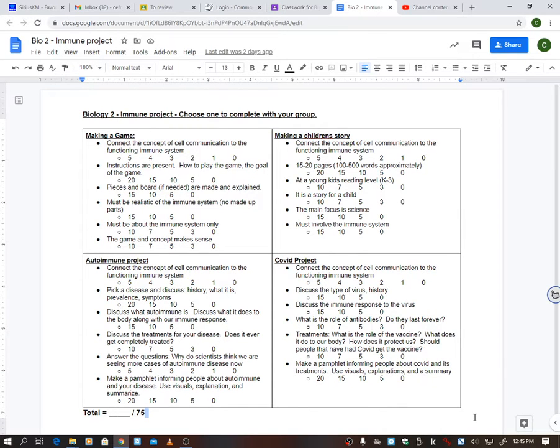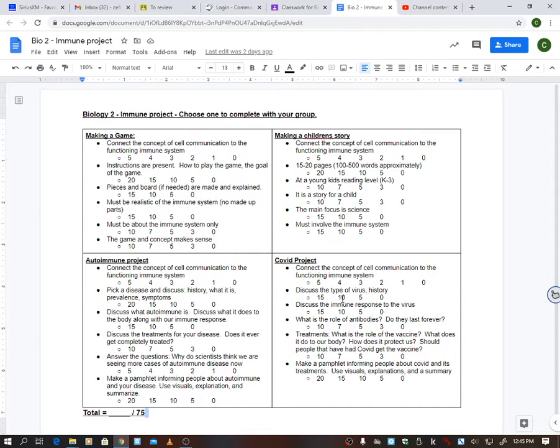of you not here, so you can have an idea of what you're supposed to be doing. For the immune project, you can pick one of these 4 things to do. You could make a game, you could make a children's story, you can do a project on an autoimmune disease. Make sure that you know what an autoimmune disease is and that you are picking an actual disease that is autoimmune, which you'll be telling me what you want to do before anyway, and I'll let you know about that.